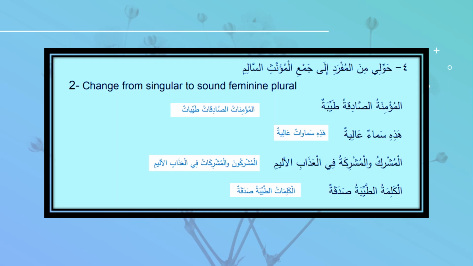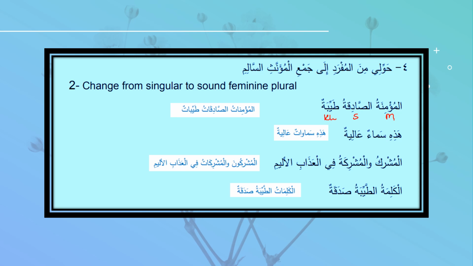Question number 4. Hawwil min al mufrad means you have to change from the singular, the mufrad, to Jama Muannas Salim. Let's do that first. So al-mu'minatu as-sadiqatu tayyibatun. Al-mu'mina is mubtada, as-sadiqa is sifa for the mubtada, and tayyibatun means it's a khabar coming for mu'mina.